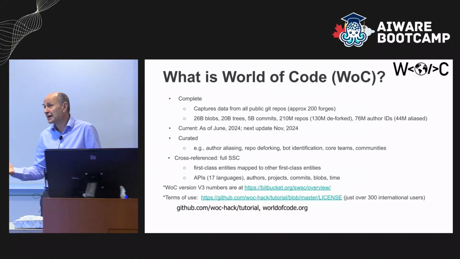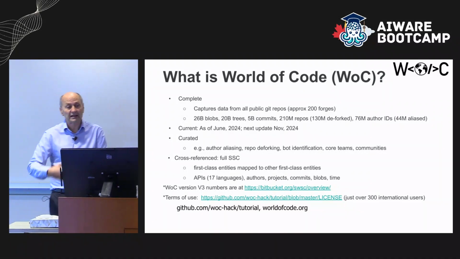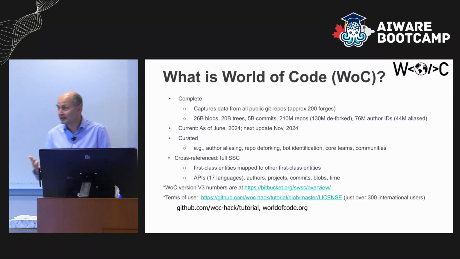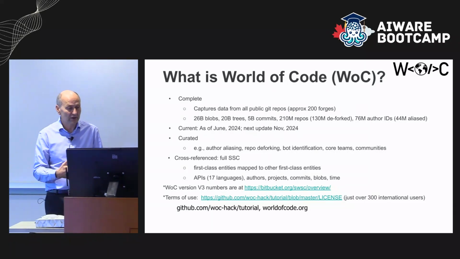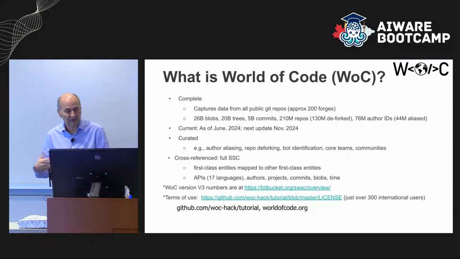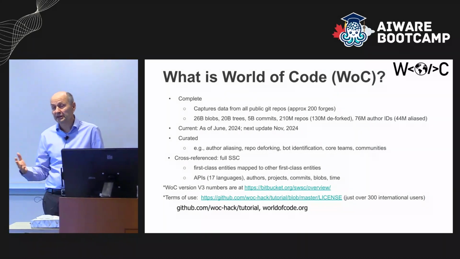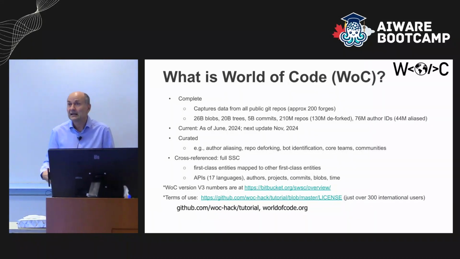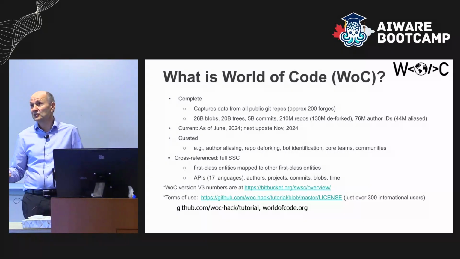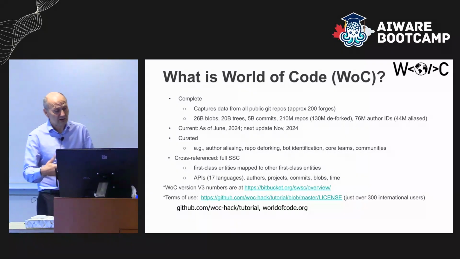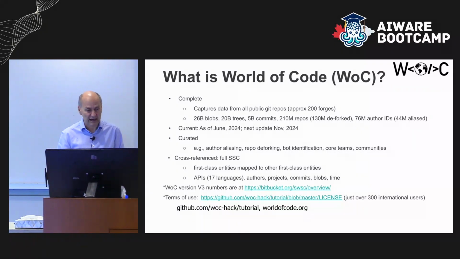It's also not just a collection of data, it's curated. There are things that are very hard to do at scale, like author aliasing, project deforking, bot identification, whatever. A bunch of stuff is calculated. The third thing is that there's lots of data, and having data is not enough to do analysis, so it's cross-reference indexed in a way that you can actually quickly do a lot of analysis.